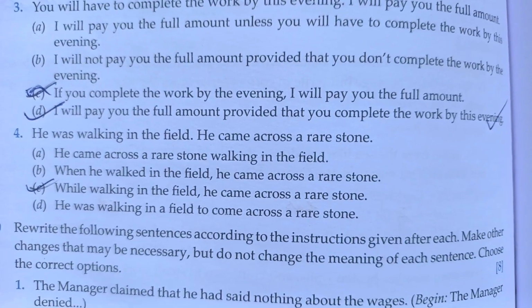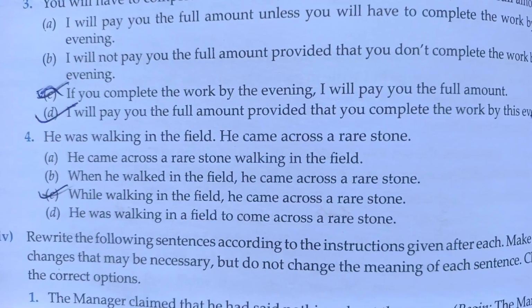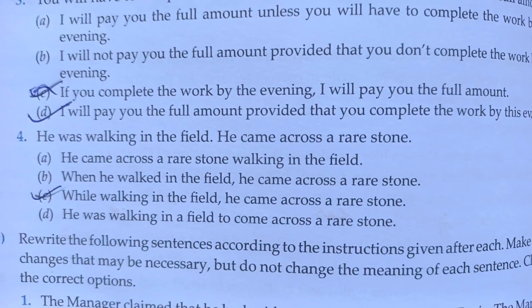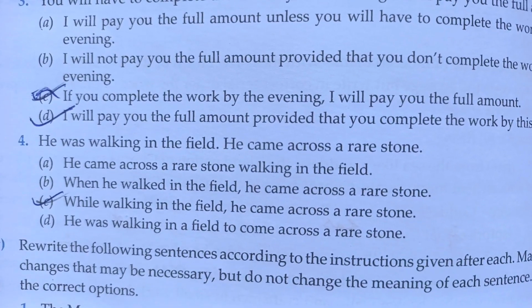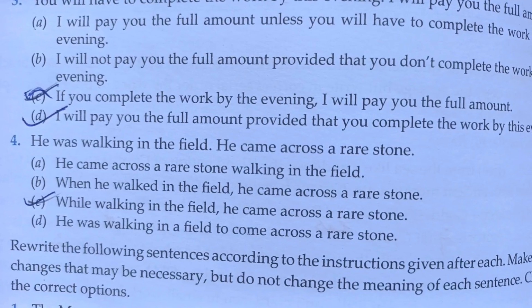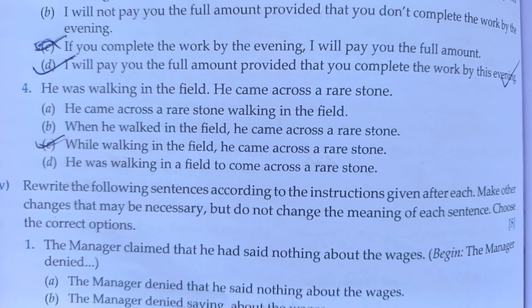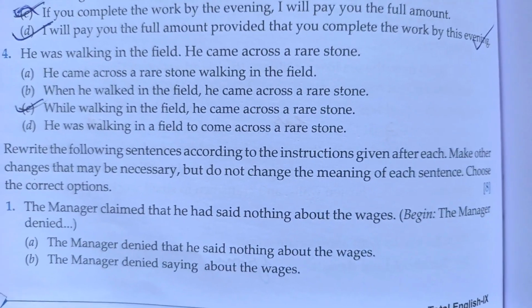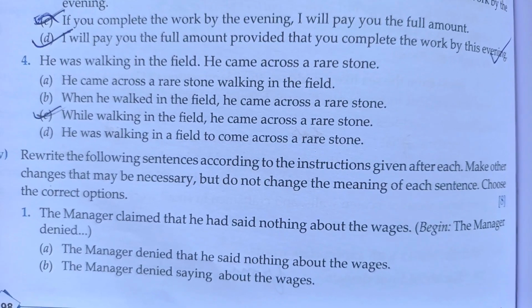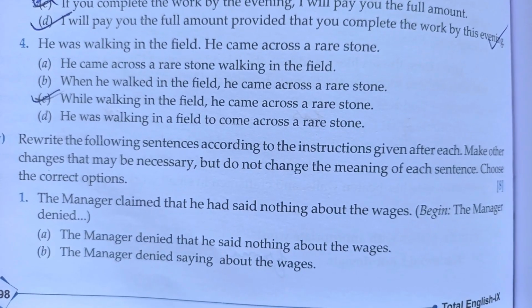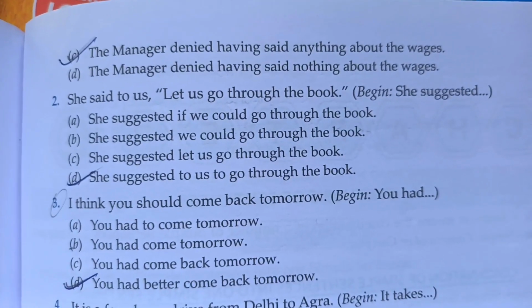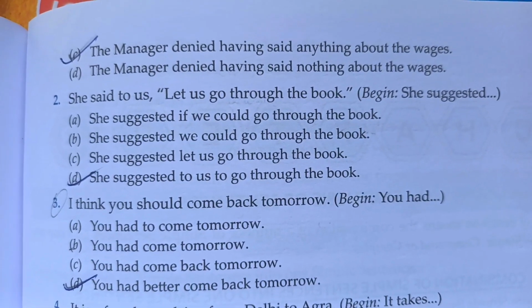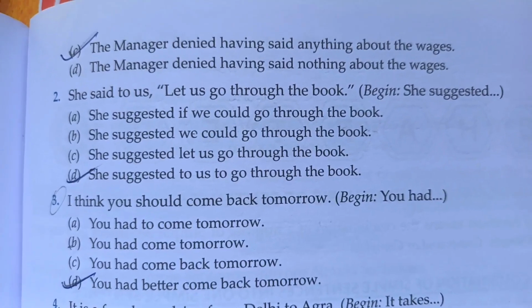Next, he was walking in the field. He came across a rare stone. So here option C is correct. While walking in the field, he came across a rare stone. Next, number 4, and the first one. The manager claimed that he had said nothing about the wages. So here option C is correct. The manager denied having said anything about the wages.